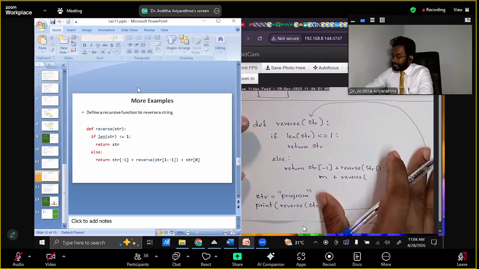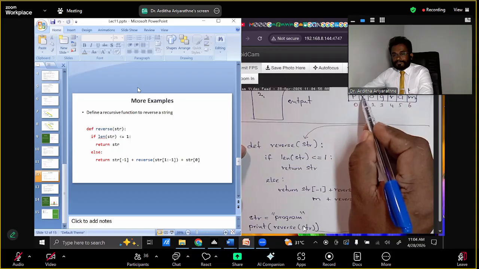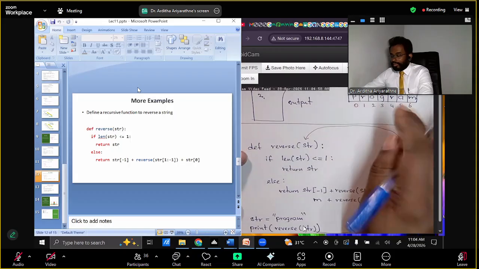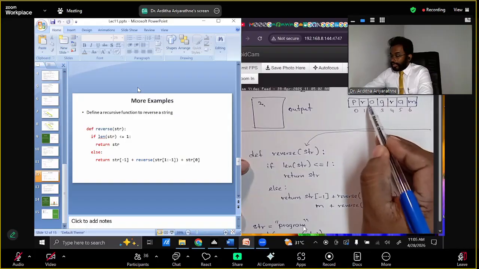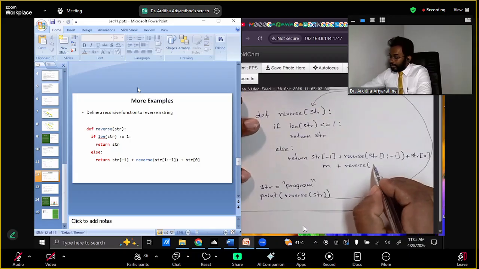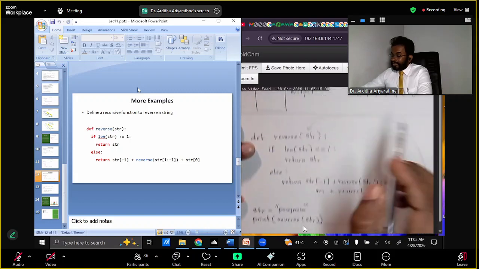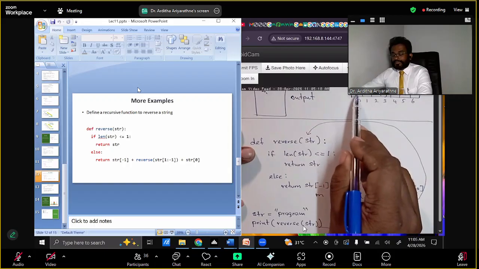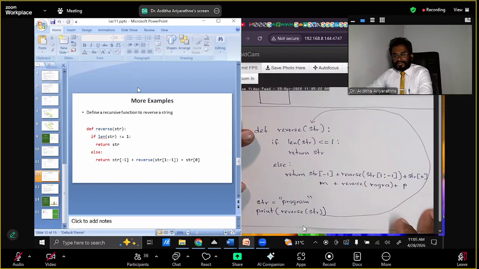Here, starting with 1. 1 means starting with R. Then we can go up to minus 1, which means we have to stop at minus 2. ROGRA. Plus, what is this? str[0]. str[0] means P. Right?